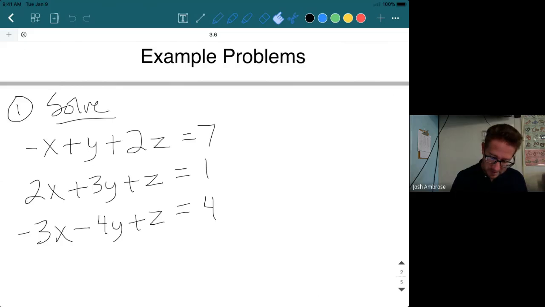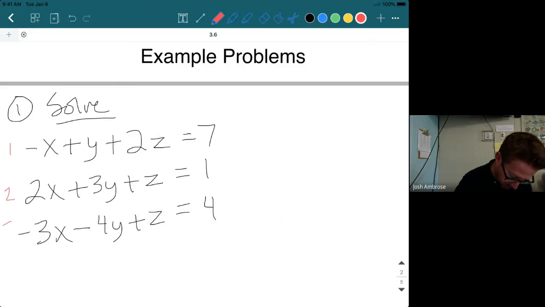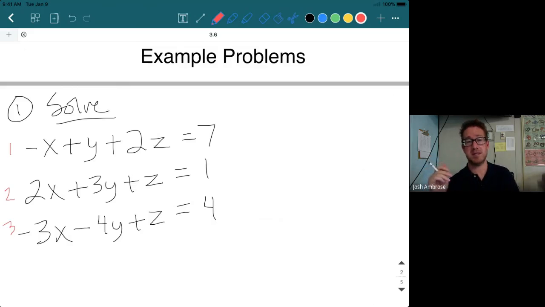So one of the things that I recommend right off the bat in the beginning is numbering the equations, so that I don't have to keep saying all of the equation. I'm just going to say equation 1, equation 2, equation 3. So that's why I just put 1, 2, and 3 in a red pen by those equations. All right. Now we're going to change the color here to blue.